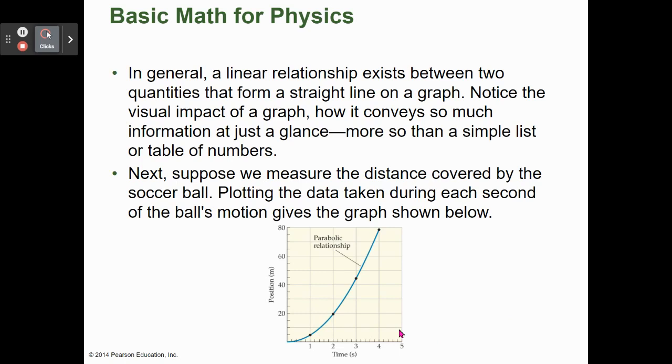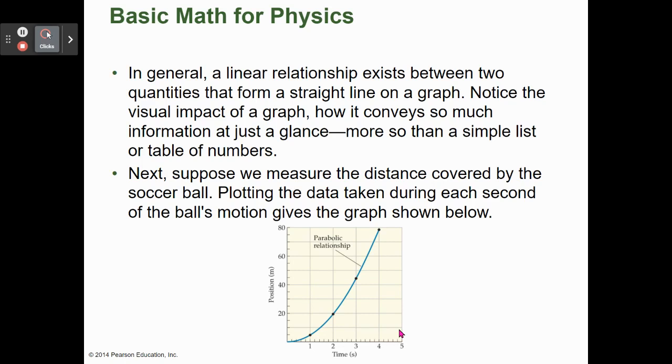So in general, linear relationships are going to exist between two quantities that form a straight line. So y'all know that. If you got to write that down, that's fine. But just remember, linear means it's a straight line, and it shows a relationship between those two things. And that relationship is a straight line. Okay? Unfortunately, not all graphs are straight lines. Sometimes they are curved lines.